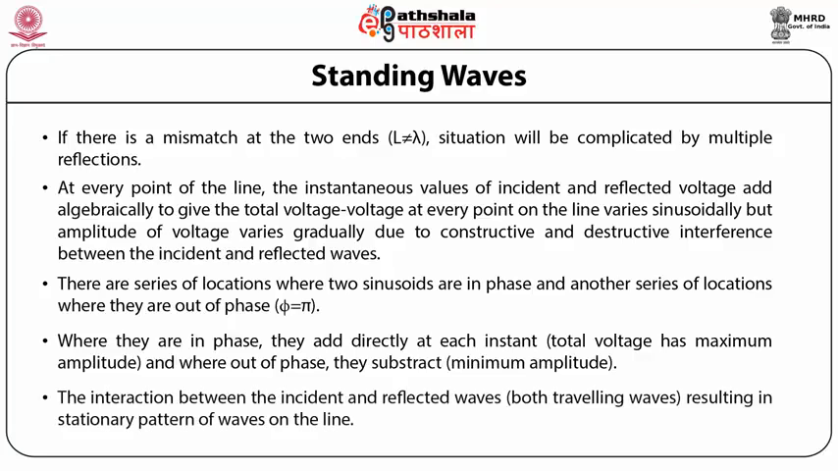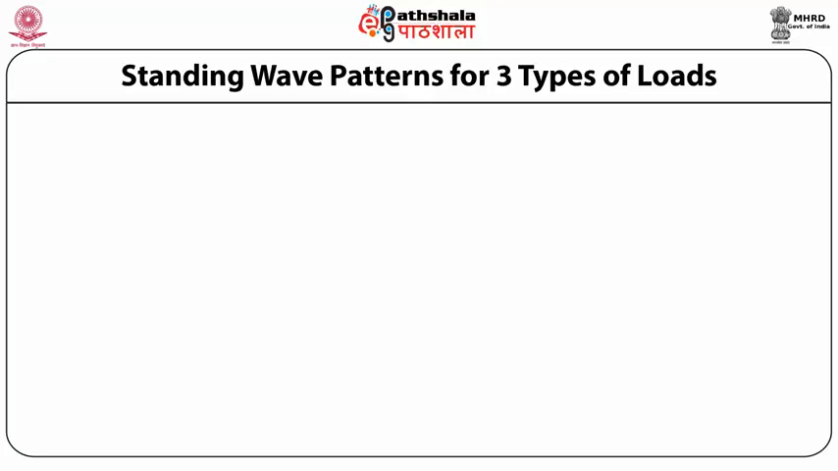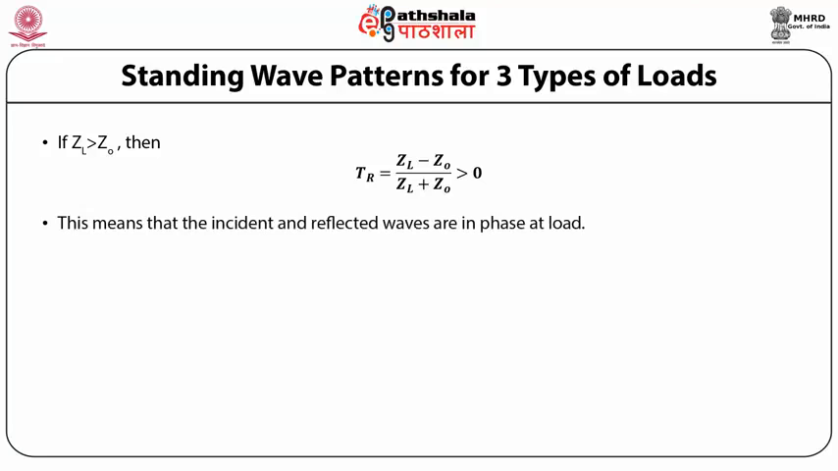So the interaction between the incident and the reflected waves results in a stationary pattern of waves on the line. Standing wave patterns for three types of load. This figure shows the various standing wave patterns. Now if ZL is greater than Z0, then gamma R equal to ZL minus Z0 divided by ZL plus Z0 is greater than 0, which means that the incident and the reflected waves are in phase at the load.